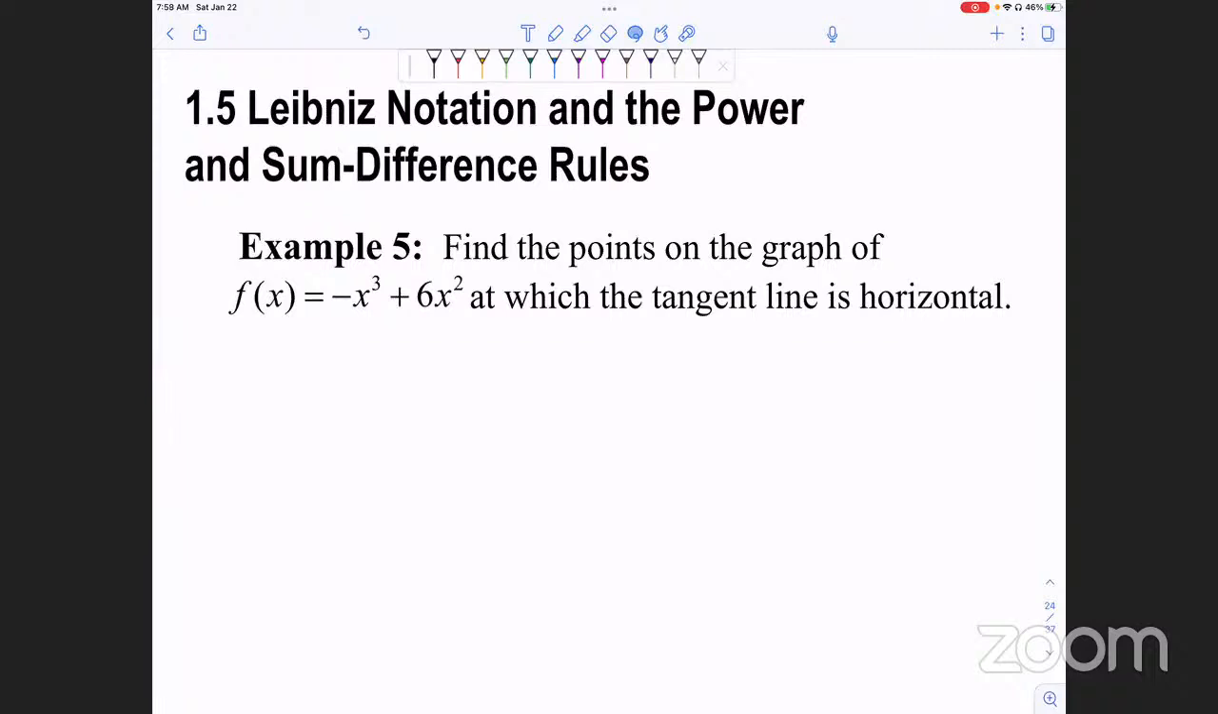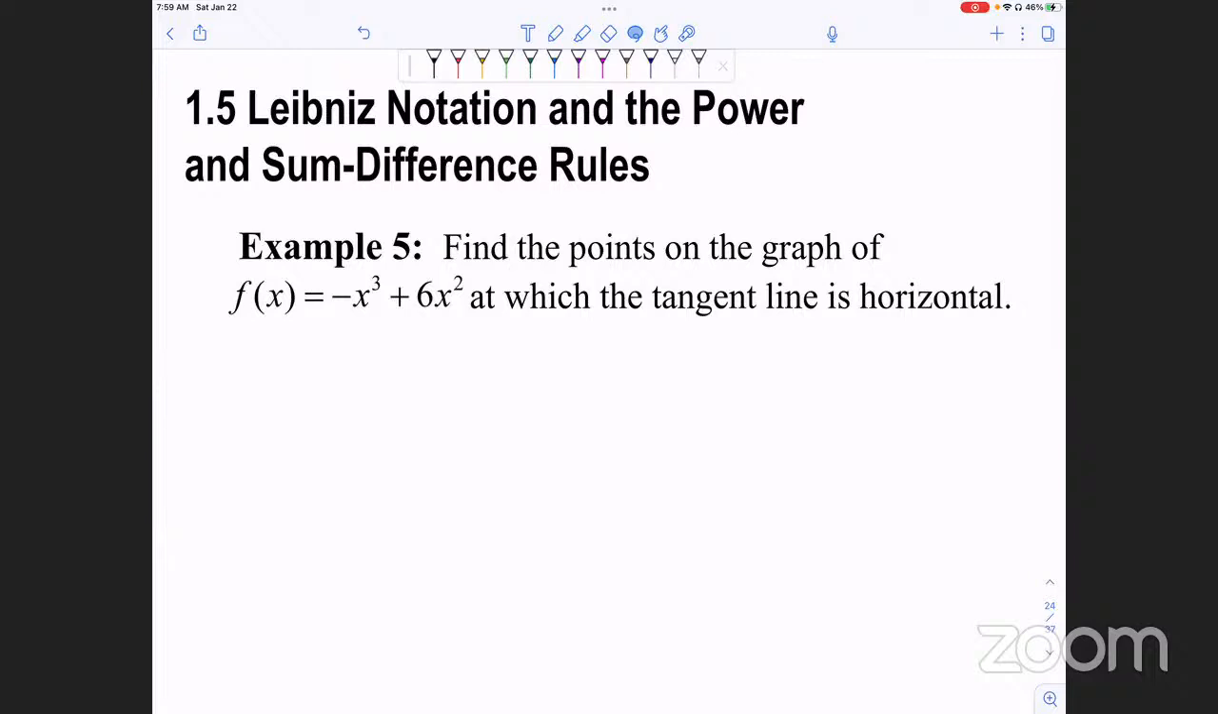Find the points on the graph of this function where the tangent line is horizontal, right? So remember, we said earlier that the derivative is the slope of the tangent line at a point. So if we want to find when the tangent line is horizontal, that means the slope is going to be 0. So in other words, we need to find the x values that make the derivative 0.